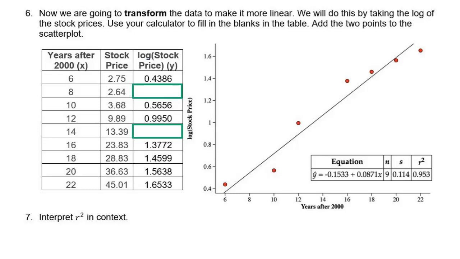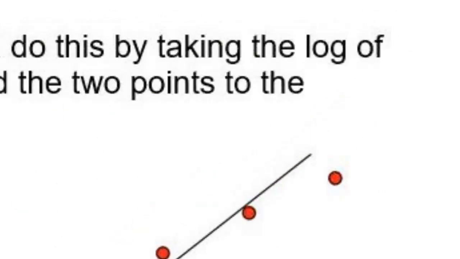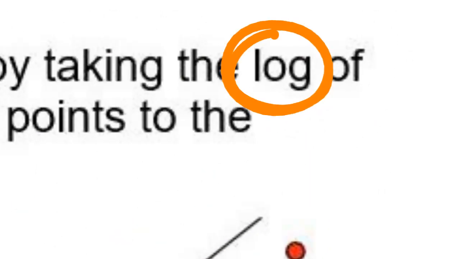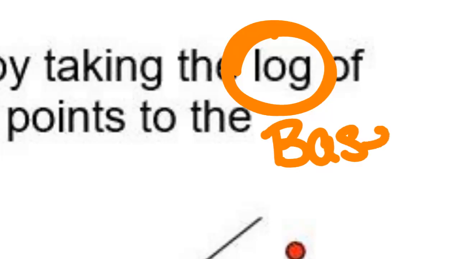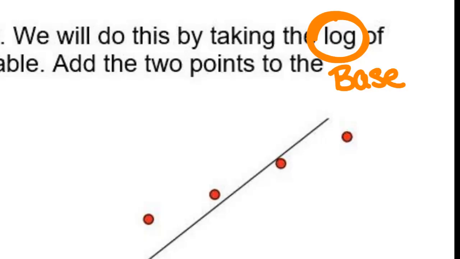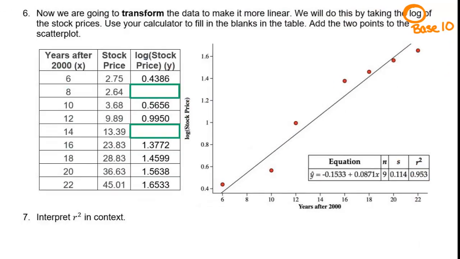Now, when I say we're going to take the log of the stock prices, if it's just log, what's the base? 10. This is base 10. And so we're going to use the log button. We're not going to do ln, natural log, although you could, but we're not going to today. We're going to just do regular base 10 log of the stock price.